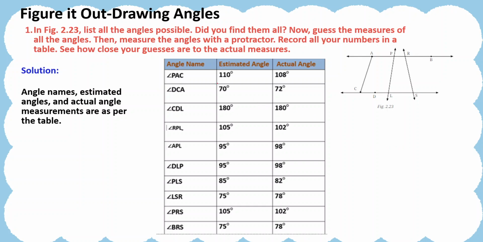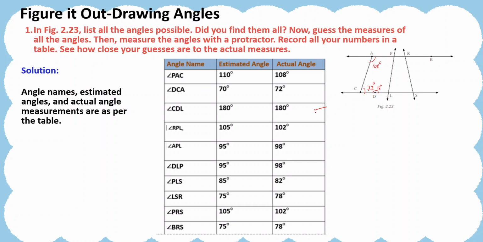First angle is angle PAC. Our estimated value is 110 degrees, but the actual value is 108 degrees. Next, angle DCA. The estimated value is 70, but the actual value is 72 degrees. Next, angle CDL, which is this angle on a straight line. The estimated value is 120 degrees and the actual value is also 120 degrees.